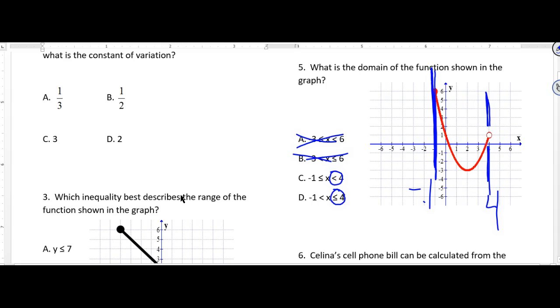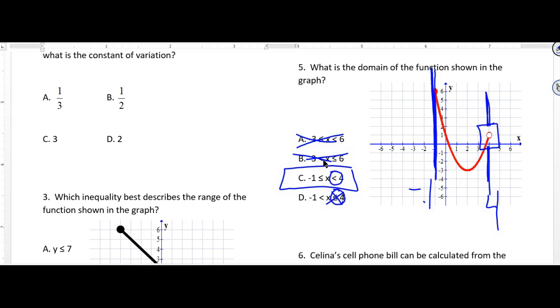Over here, I have an empty dot, or an open dot. That means the graph does not actually equal 4. It goes right up to 4 and stops just a little bit below it, so it cannot equal 4. Got to be C. If it were a solid dot over here, then it would be D. But it's not. Okay.